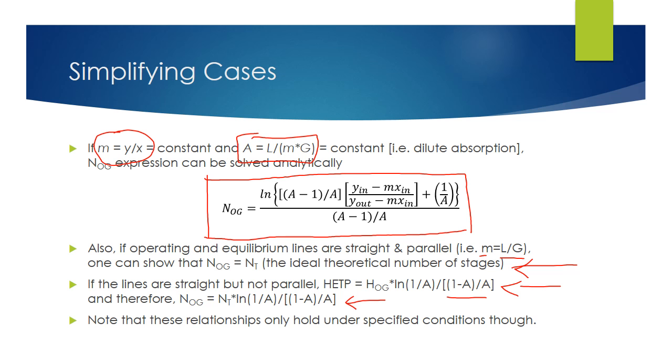If you don't have a situation where m is constant, even though it's dilute, and even though the change in composition due to the change in mole fraction is small enough that L and G are constant, you can still evaluate the number of transfer units by numerically integrating the expression from the previous slide. So keep that in mind. You can always fall back on that approach.